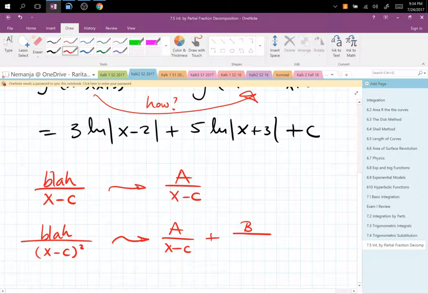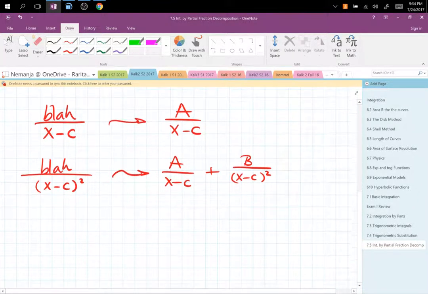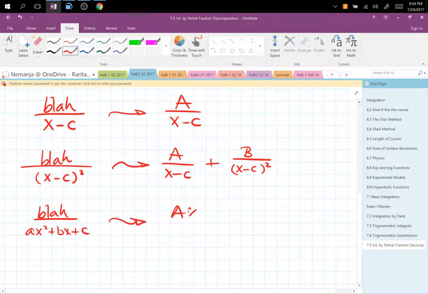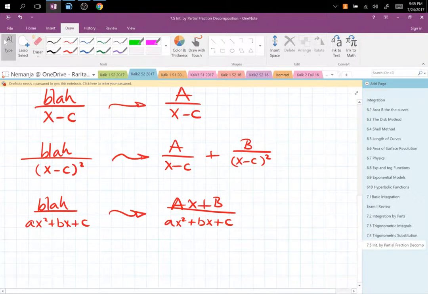So the next one is the repeated linear term. Then we have a situation where we have a quadratic that you cannot factor any further, whose setup is going to be this. All of this is obviously summarized in the textbook as well. And the last one, the fourth one, is the repeated unfactorable quadratic.